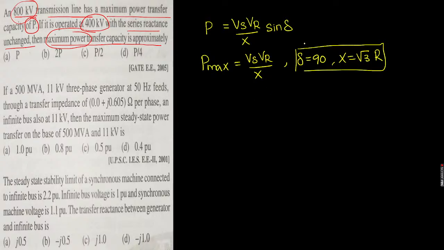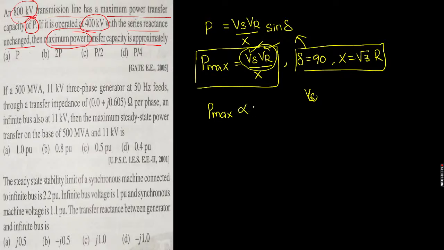So sine 90 will become 1, and power will become maximum, P max. If you observe, this power depends on the product of the sending end voltage and receiving end voltage. And they didn't differentiate the sending end voltage and receiving end voltage, and they didn't mention any drop in between. So generally you have to observe what the relation is here. So maximum power is directly proportional to the square of the voltage. That is the first conclusion according to the given data.